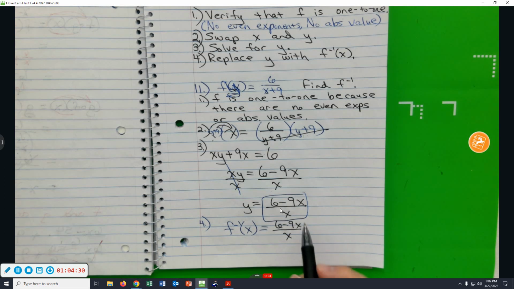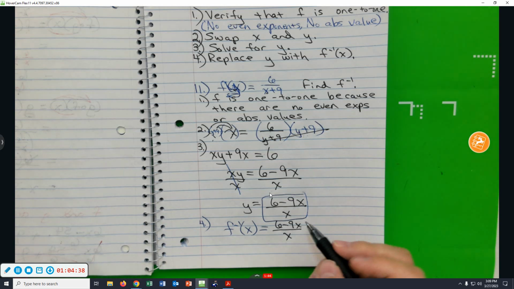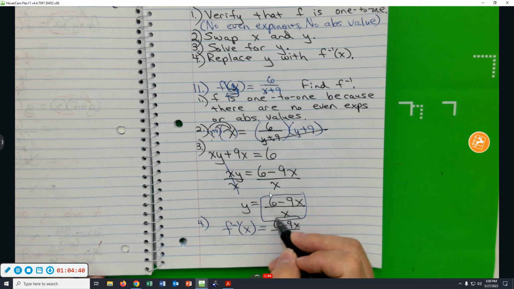That's what you type in. Oh, you wanted to cancel something here? I'm going to go back to that. But this is the preferred form for the inverse.